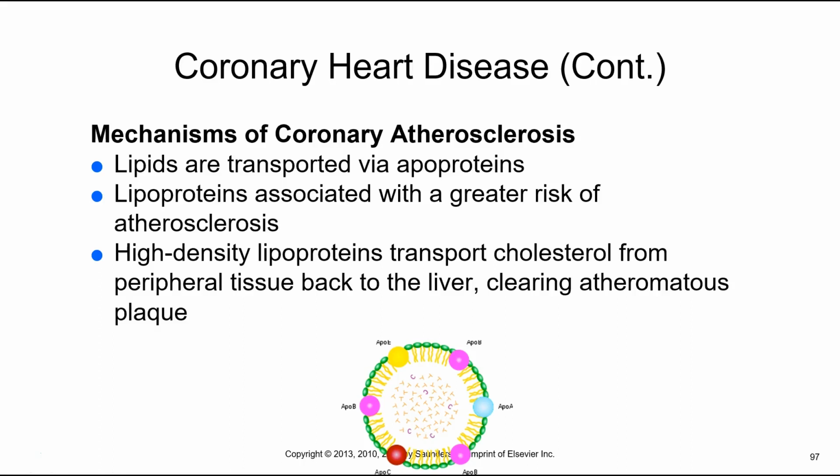So let's look at the mechanisms that are leading to this atherosclerosis. Let's talk about LDL and HDL lipoproteins. You have high density lipoproteins that are going to transport cholesterol from peripheral tissue back to the liver. HDL is the good one. It's going to clear away atheromatous plaque.